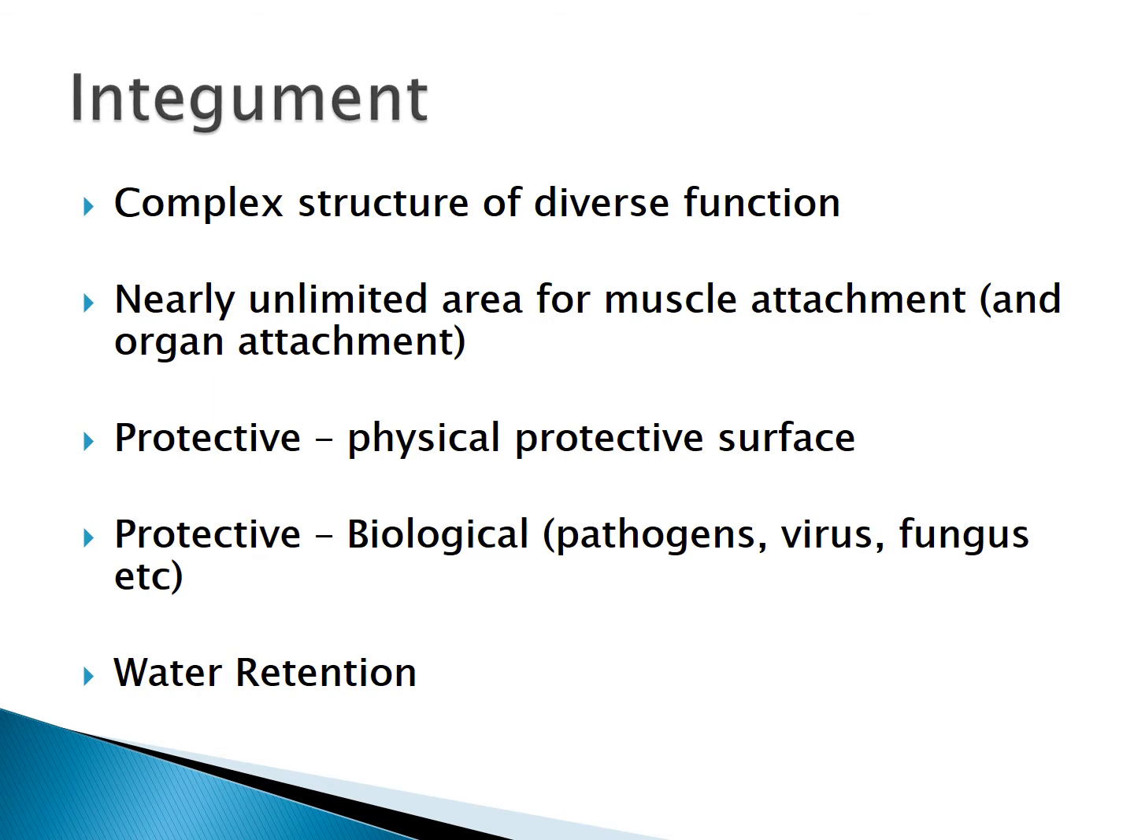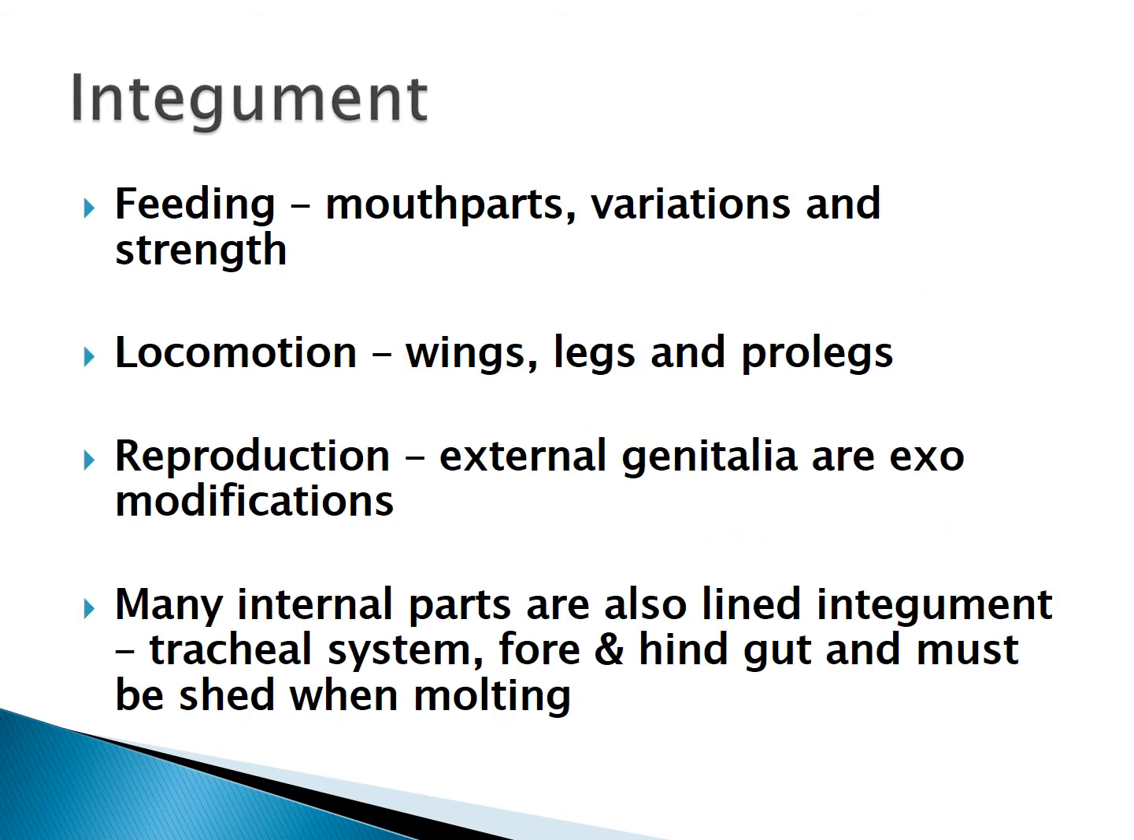It prevents the loss of water from the surface of the insect and ultimately from the body of the insect. Feeding mouth parts, variations and strength all depend upon the integument. Locomotion of wings, legs and prolegs also depends upon the type of integument. If the integument is soft, legs and prolegs can move, and if it's hard, they cannot move. So the integument has different types according to the function of the specific part on which it is present.